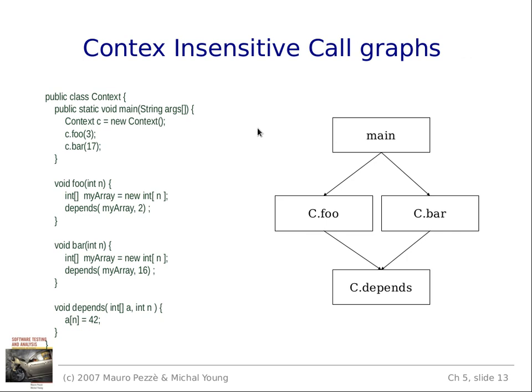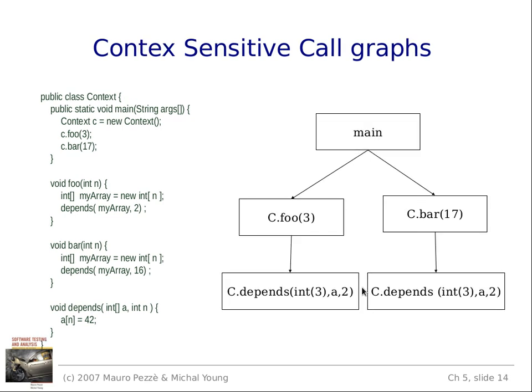So you can have context insensitive or sensitive call graphs. All this is saying is that main calls c.foo and c.bar, and it knows that both foo and bar can call depends. So main calls foo, which goes back to depends. Bar can also call depends. If you're context sensitive, then you want to depict that the one from foo is a little different than the one from c.bar, even though they have very similar parameters.